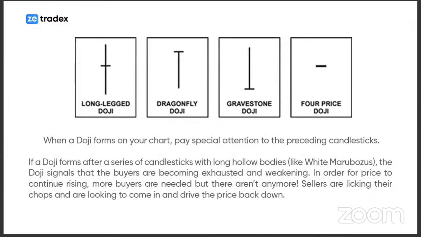Now, if a doji forms after a series of candlesticks with long hollow bodies like white Marubozus, the doji signals that the buyers are becoming exhausted and weakening. In order for price to continue rising, more buyers are needed, but there aren't any more. And sellers are licking their chops and looking to come in and drive the price back down, just as is the case. Next page, please.